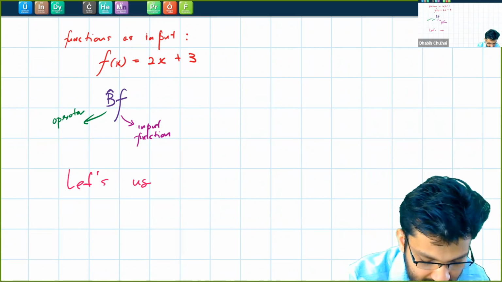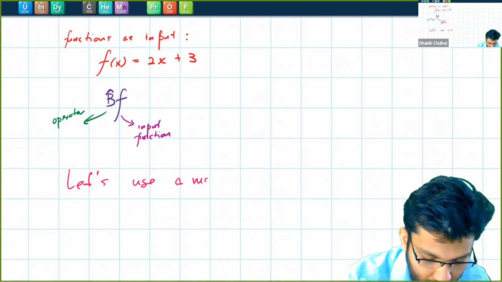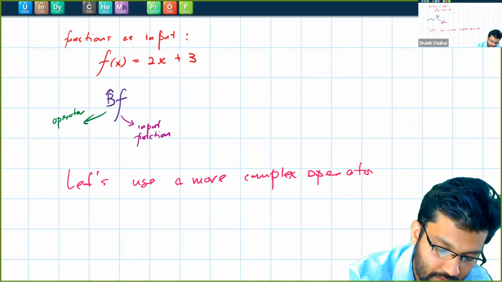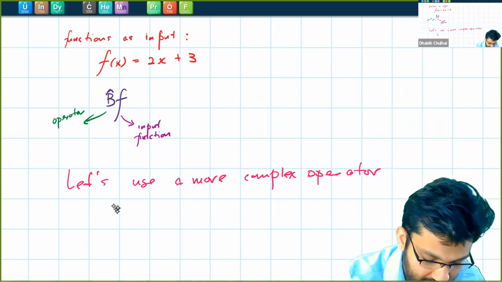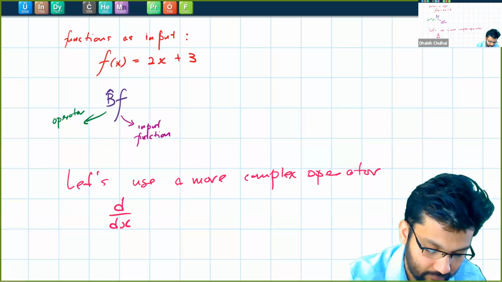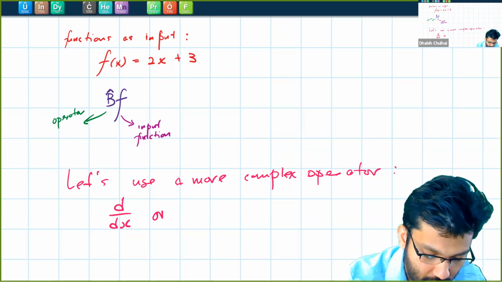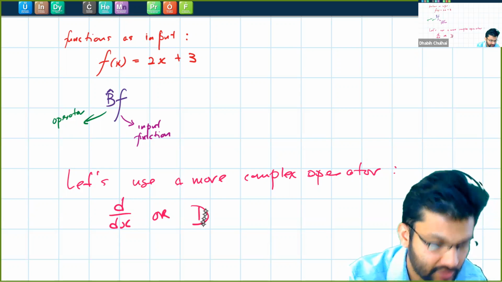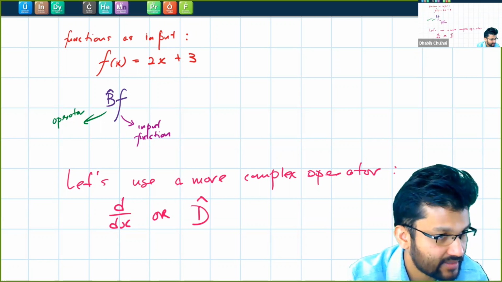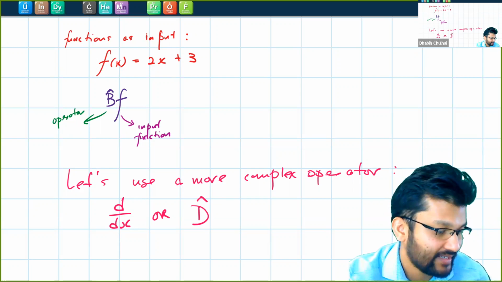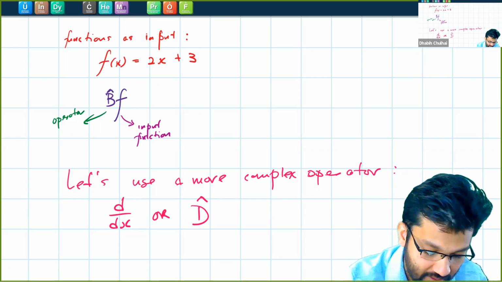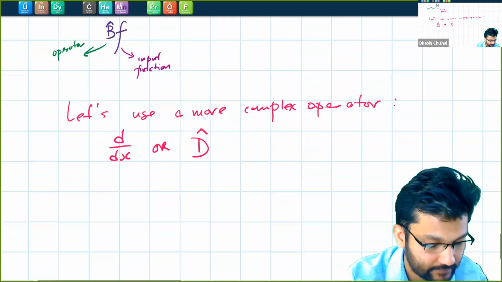Let's use a more complex operator, right? Complex operator. And let's use the operator d/dx, the differential with respect to x. Or we can give this the symbol D for differential with a little hat on it. Again, I'm just giving these operators random letters because I want to, right? D seems like a good letter for a differential operator. So let's use d/dx, right?